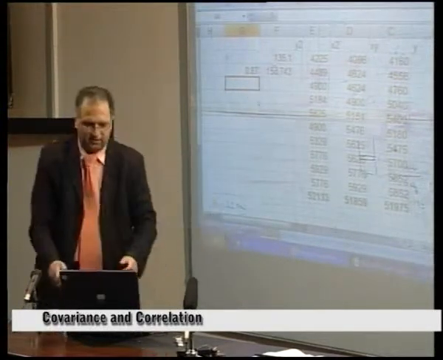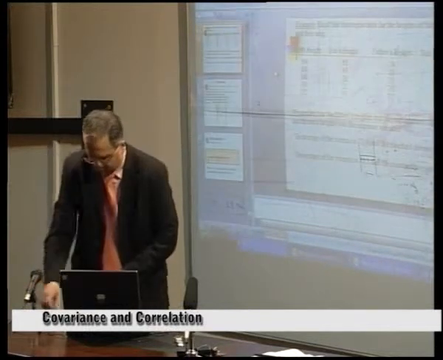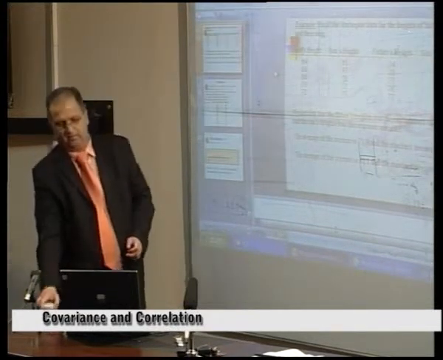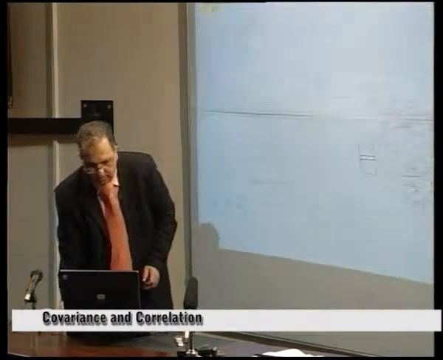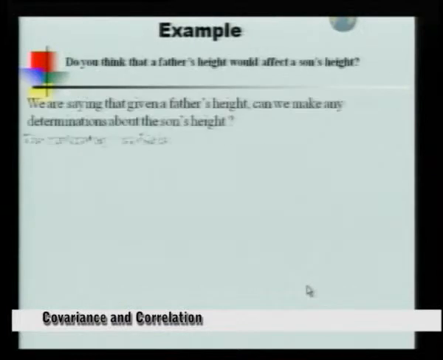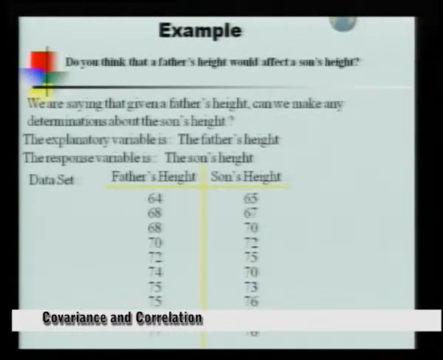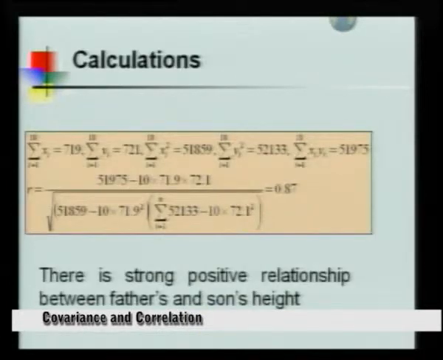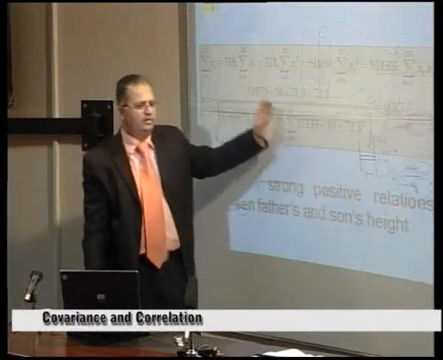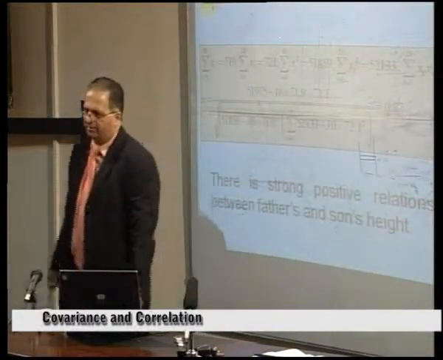So in this case, if we just go back to the slide we have here. As we mentioned, father's height is the explanatory variable. Son's height is the response variable. And that simple calculation gives the summation of xi, summation of yi, summation of x squared, y squared, and sum of xy. And finally, we get that result, 87%.